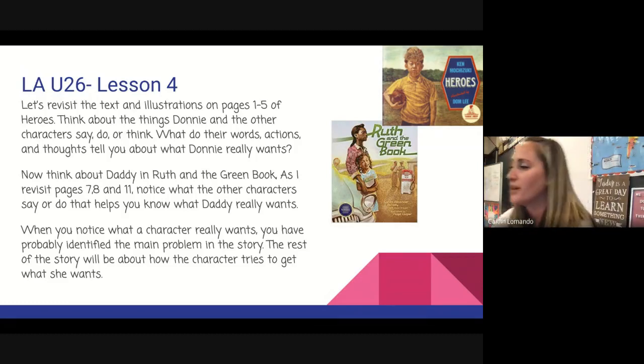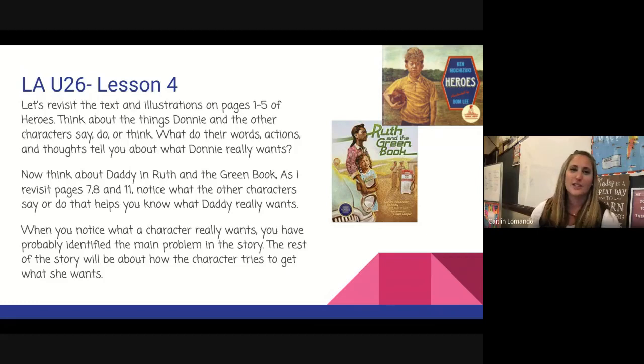So when we look in that book, how does Ruth's father show us what he really wants? Much like Donnie in Heroes, right? Ruth's dad wants to be treated fairly. He doesn't want to be judged by the color of his skin. He wants his family to have a warm place to sleep and to be treated equally. When you notice what a character really wants, you have probably identified the main problem in the story. The rest of the story will be about how the character tries to get what he or she wants.